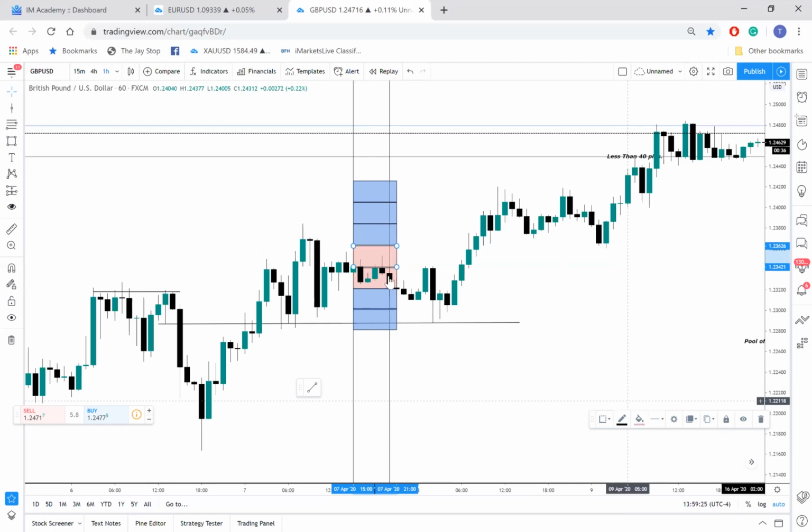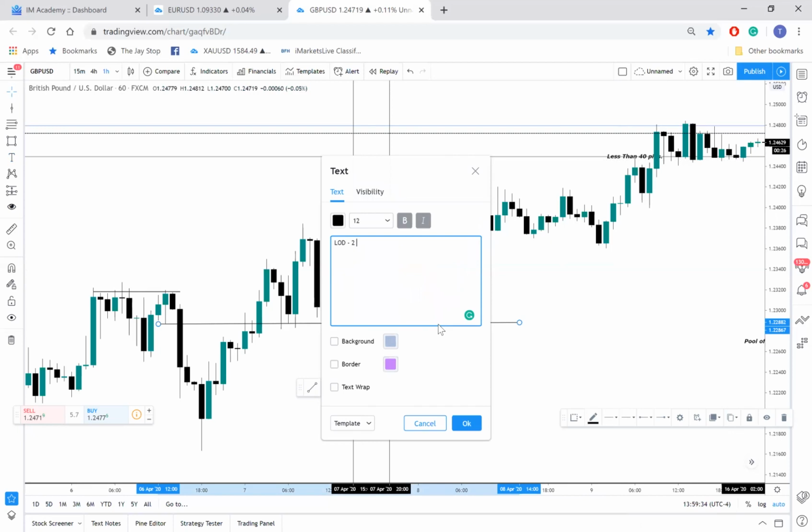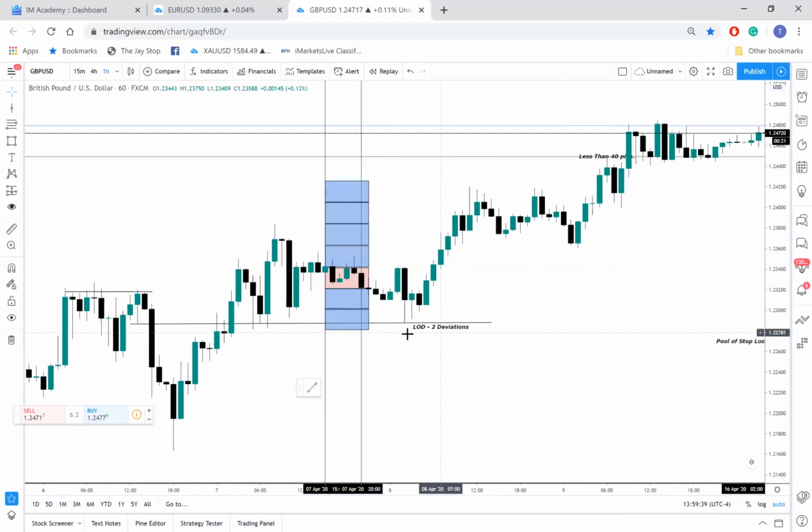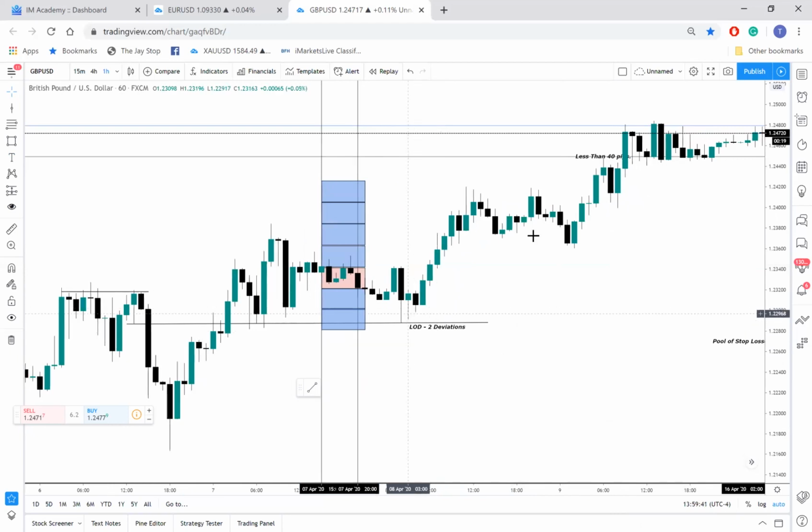So you guys can see, okay, the pink is the dealer's range, and the blue right here below is the low of the day, approximately 2 deviations to the low. And look how price never comes back there.